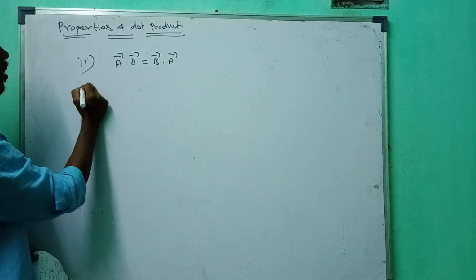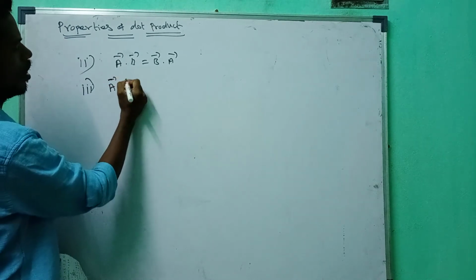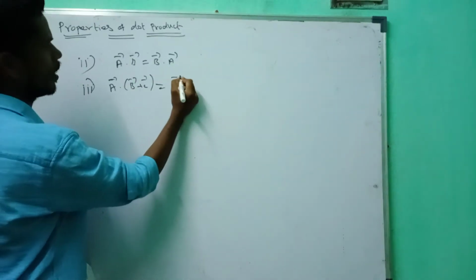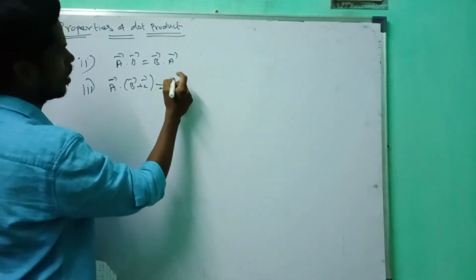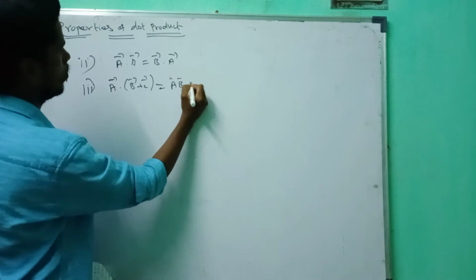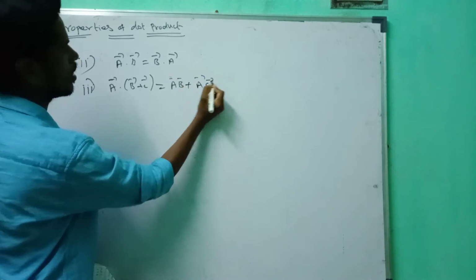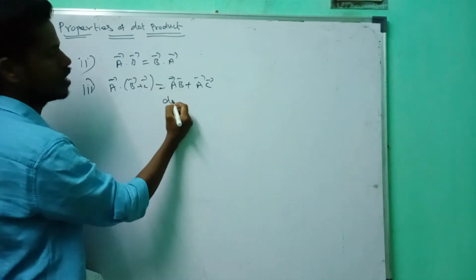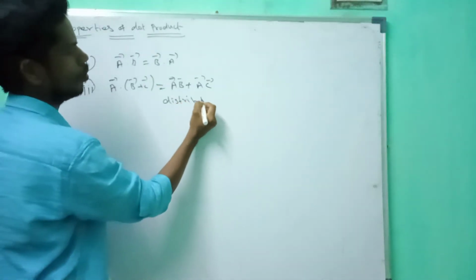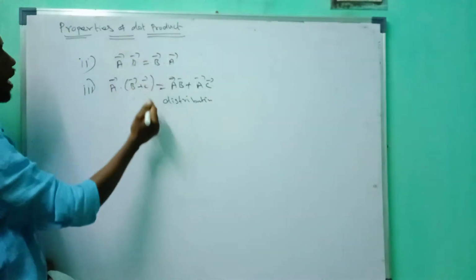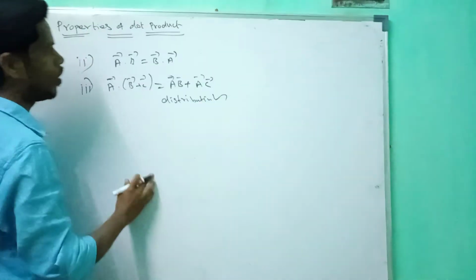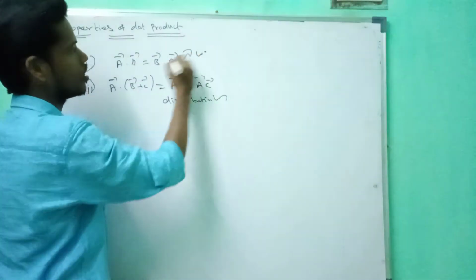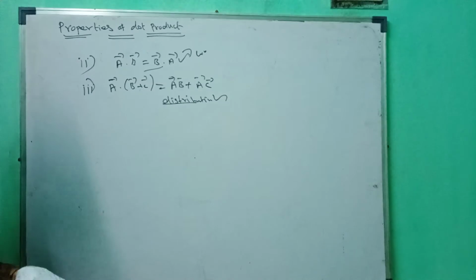Then the third one: a vector dot b vector plus c vector will be equal to a vector dot b vector plus a vector dot c vector. This is called distributive. So the dot product obeys the distributive law, and the dot product obeys the commutative law. This is commutative, this is distributive. I think you are very clear.